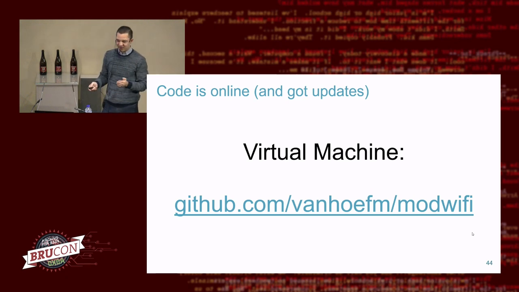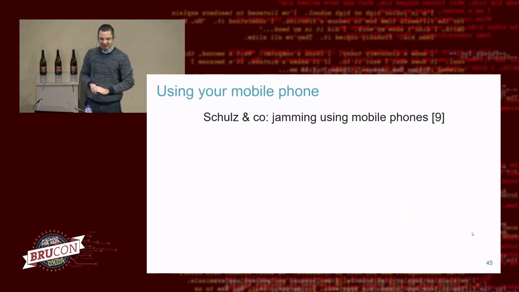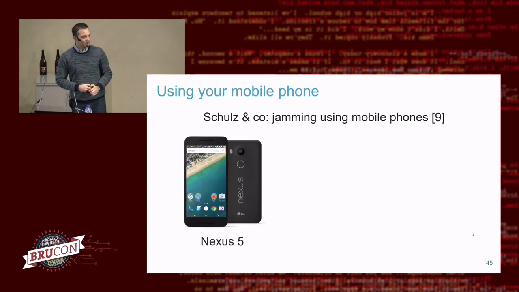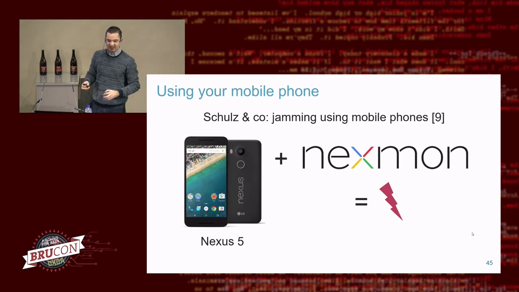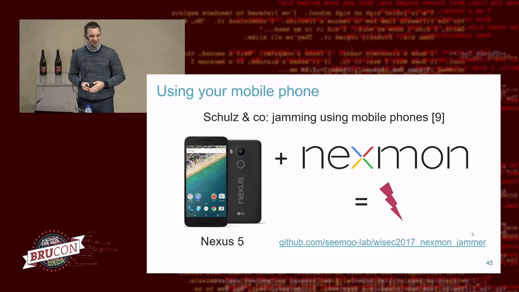So compared to 3 years ago, there's also a very interesting and exciting update. That update comes from fellow researchers. They were able to implement similar jamming techniques, but in this case, using your mobile phone. They took a Nexus 5 and used what is called the NexMon project, which also enables, for example, monitor mode on your mobile phone. They are able to change the firmware of the Wi-Fi chip that is running on your phone, and implement the same techniques, meaning you can also do constant and reactive jamming purely using your mobile phone. That's quite neat as well.